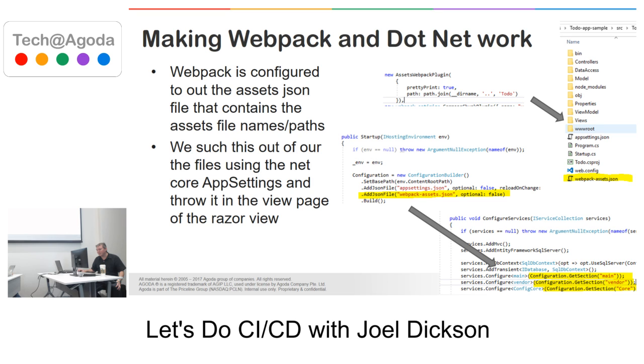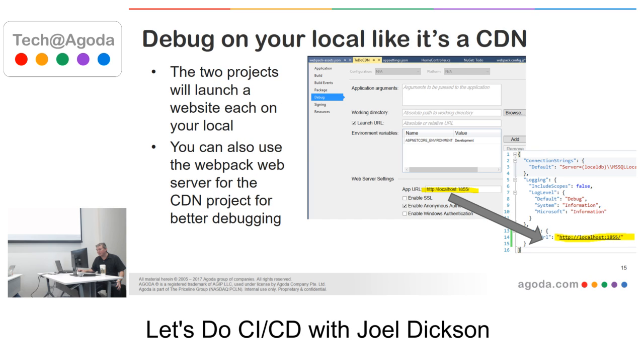Webpack's asset.json outputs in JSON format as well, so we're able to pick that up like it's just a part of .NET's normal configuration. So, debugging on your local like it's a CDN. The other advantage to this is that in Visual Studio itself, we've got two web projects.